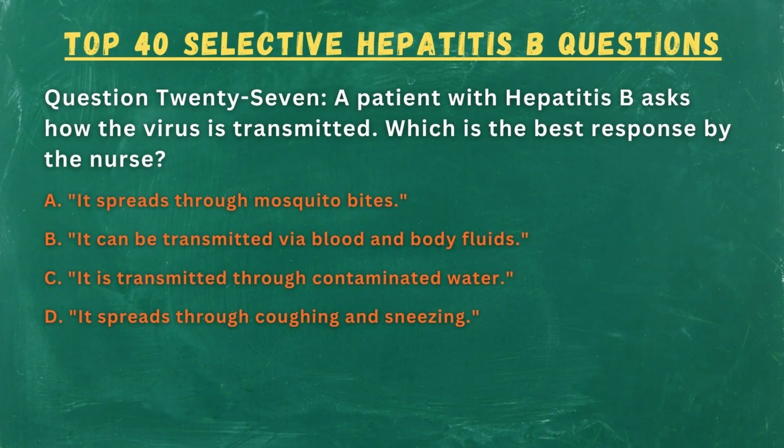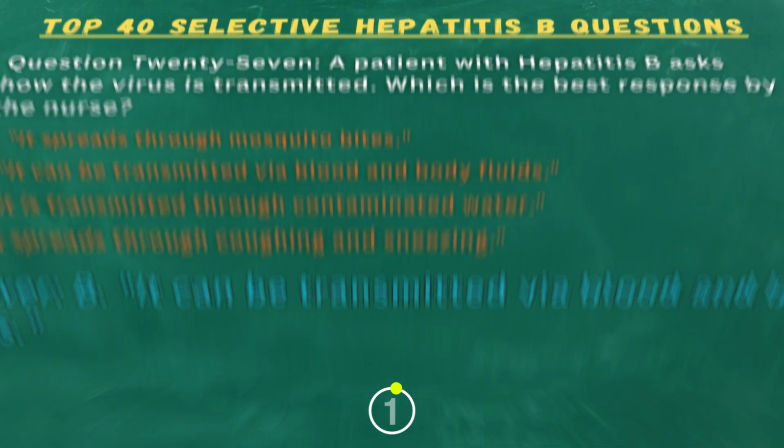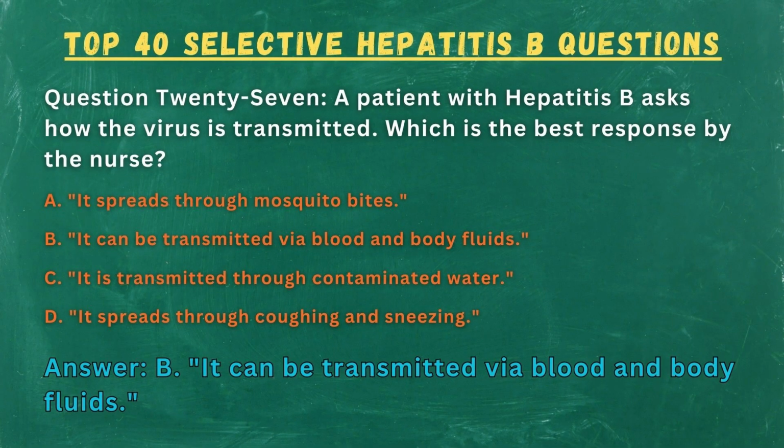Question 27. A patient with hepatitis B asks how the virus is transmitted. Which is the best response by the nurse? A. It spreads through mosquito bites. B. It can be transmitted via blood and body fluids. C. It is transmitted through contaminated water. D. It spreads through coughing and sneezing. Answer. B. It can be transmitted via blood and body fluids.